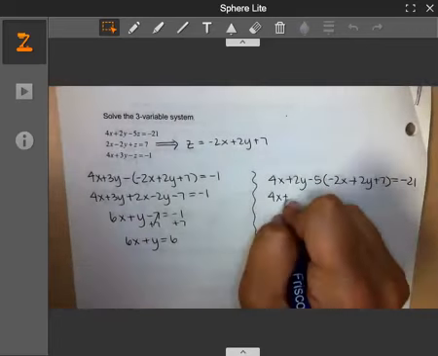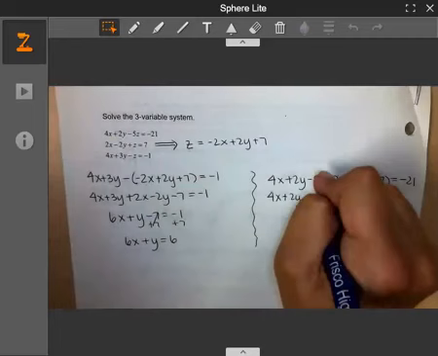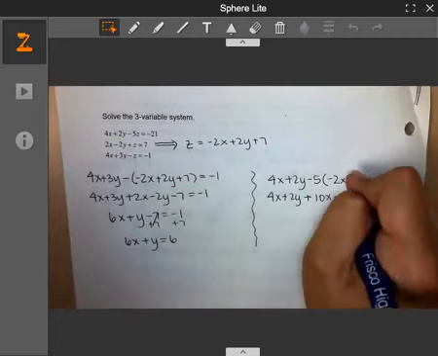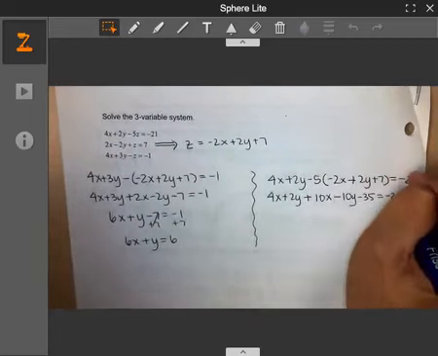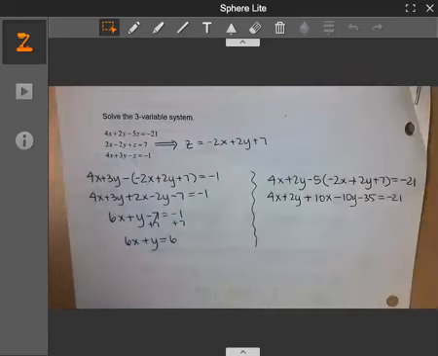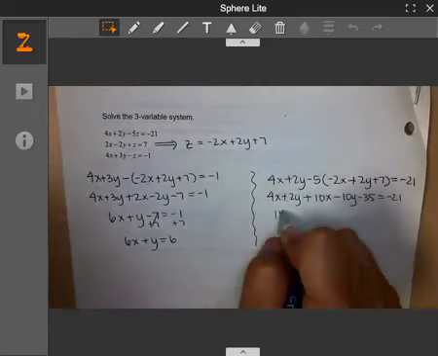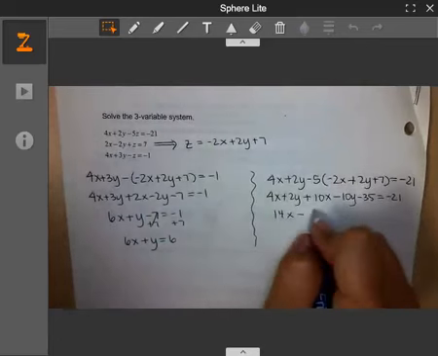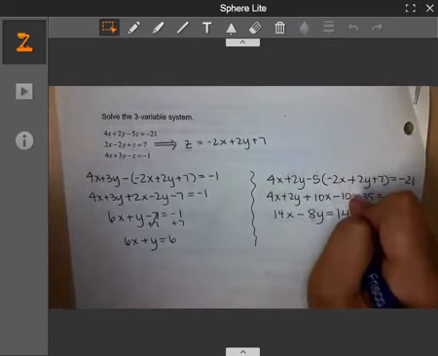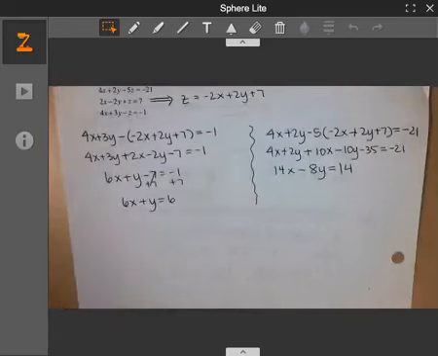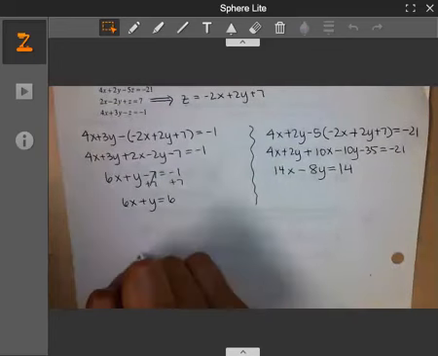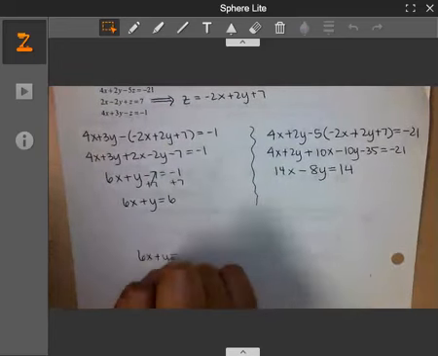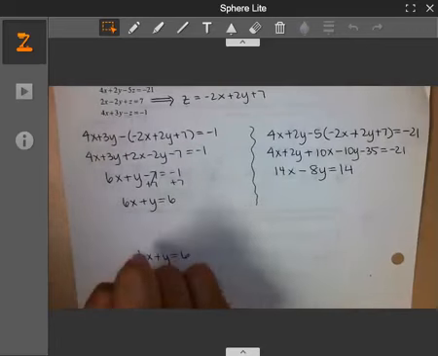We distribute. I'm going to combine my like terms. That gives me 14x and negative 8y is equal to, I'm going to add that 35 to get it to the other side, and we get 14. So now we've got a two-variable system. And I'll go ahead and write them together here so that we have them one on top of the other like you've seen the systems there.